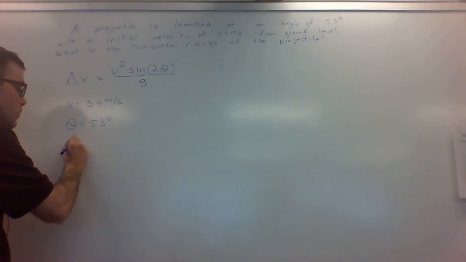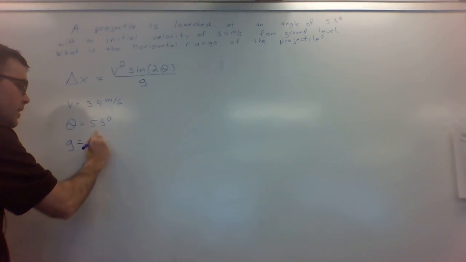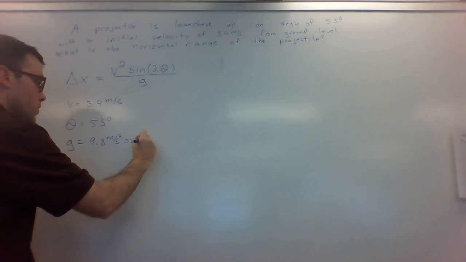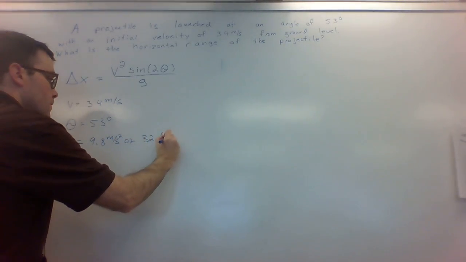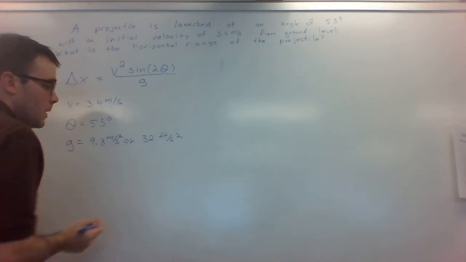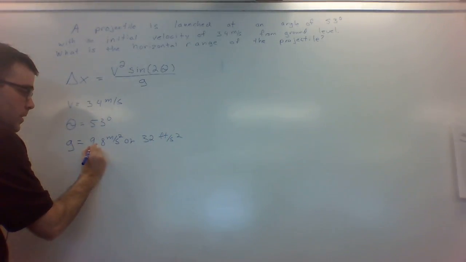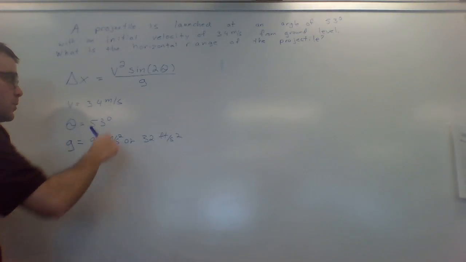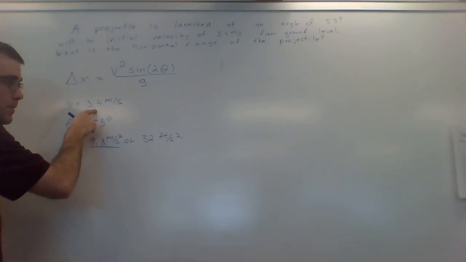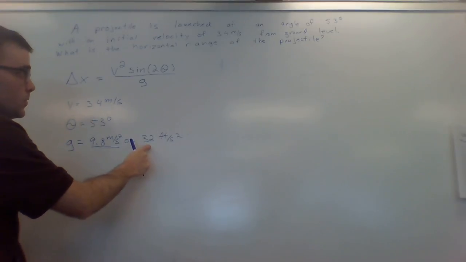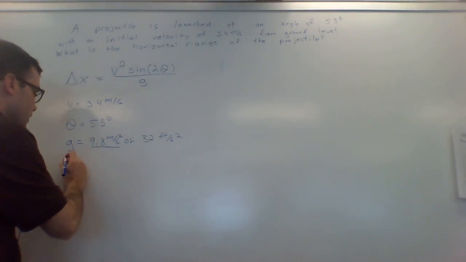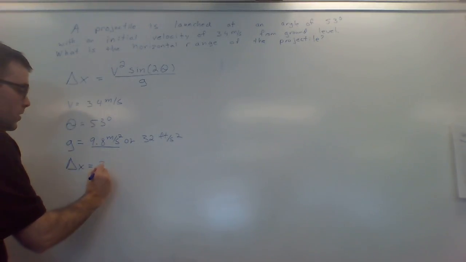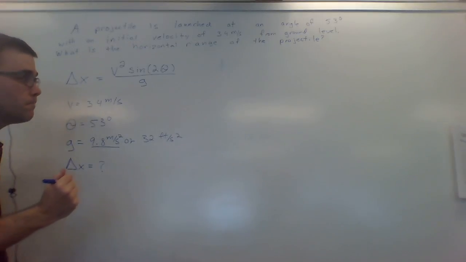And we also know our gravity is either going to be 9.8 meters per second squared, or 32 feet per second squared. And we're going to want to use the 9.8 meters per second squared because our velocity is also in meters per second, so we want to make sure our units match up. So if velocity was in feet per second, we would use 32 feet per second squared. And then what we're looking for in this problem is delta x. So delta x is our unknown, and that's what we'll be solving for in this problem.